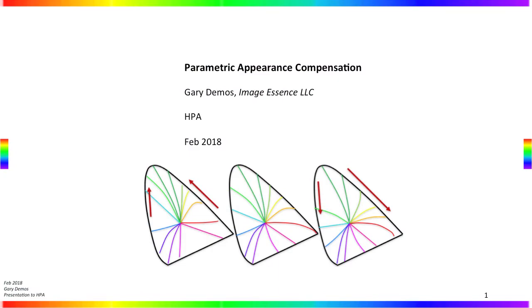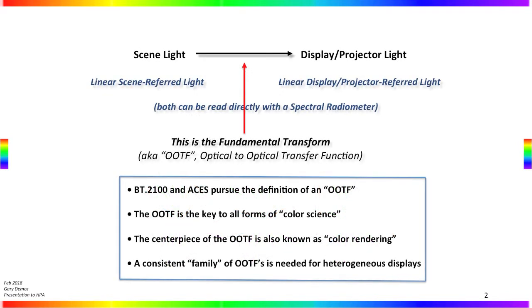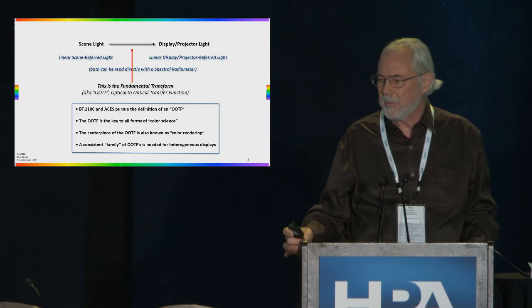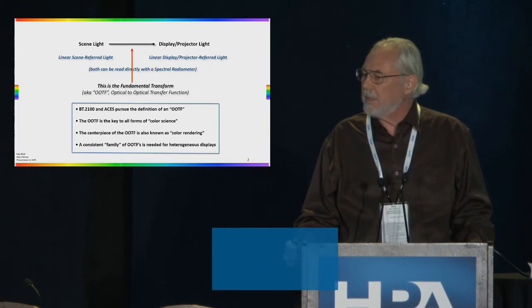So the talk is attempting to delve into some of the subtleties in the change between scene light and display. So we capture with a camera, we end up on a display. Lots of things can happen in between. We might call those things an optical to optical transform. That's what it's called in some documents.